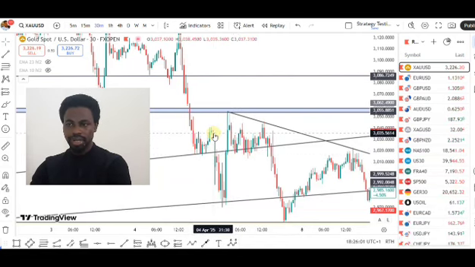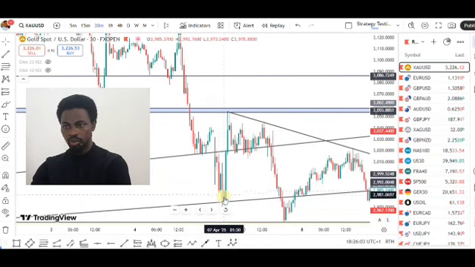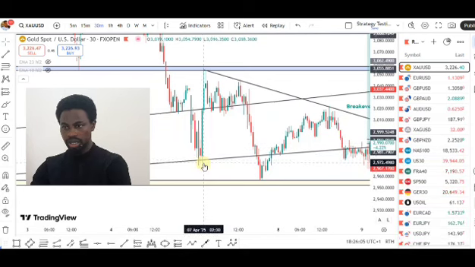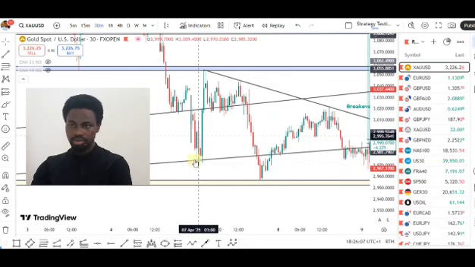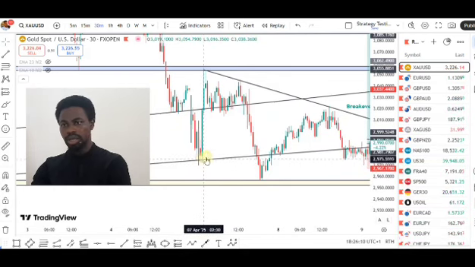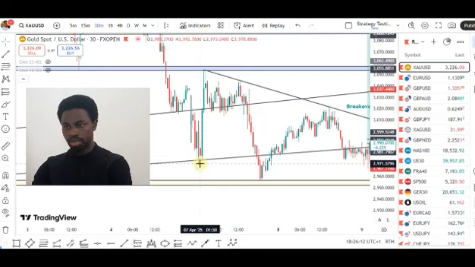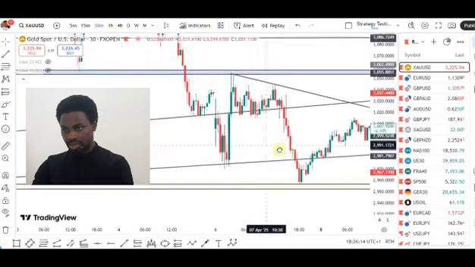But this time around, price broke out of it, went down and touched this trend line, that is the downside trend line. I was like, okay, since price has come to touch this here, where exactly do I want to get in now?